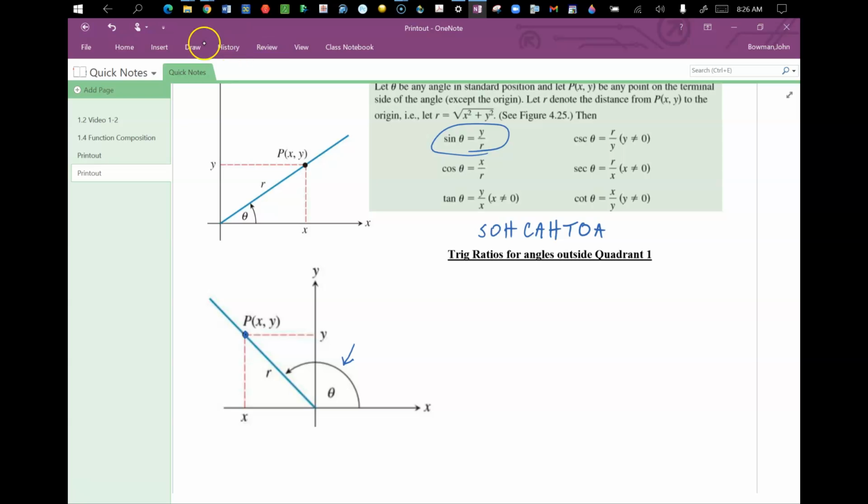If you draw a reference triangle like this one right here, then you can use SOHCAHTOA as long as you pay attention to the plus or minus sign when you're trying to find the sine, cosine, tangent, and the reciprocals. So a few things that I'm going to recommend here for finding trig ratios for angles outside quadrant 1. Number 1, draw a reference triangle.